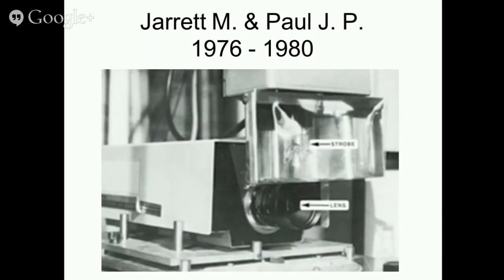So John Paul and his student Mike Jarrett took one of these cameras and adapted it with an infrared stroboscope on the front to operate in the infrared spectrum and to use reflective markers that are common to us today.